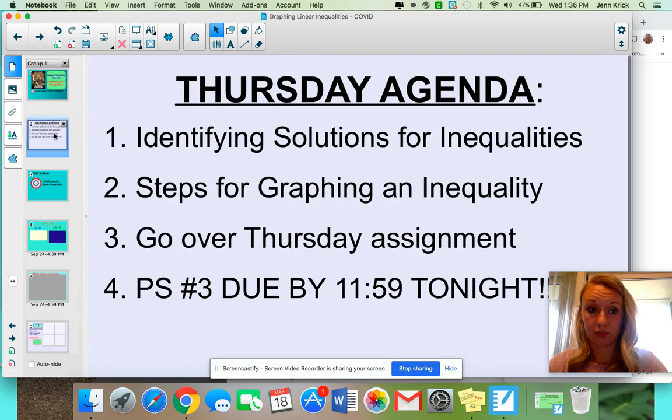So our quick agenda for today, number one, we're going to look at coordinate pairs to see if they are solutions for inequalities. Number two, we're going to learn how to graph them, and I'm actually going to do it live for you so you can see step by step what it looks like as if I'm in front of you in the classroom. We'll talk about your Thursday assignment, and I'll show you online how to do that. And then problem solving number 3, due by 11:59 tonight. Do not forget to submit for me, okay?